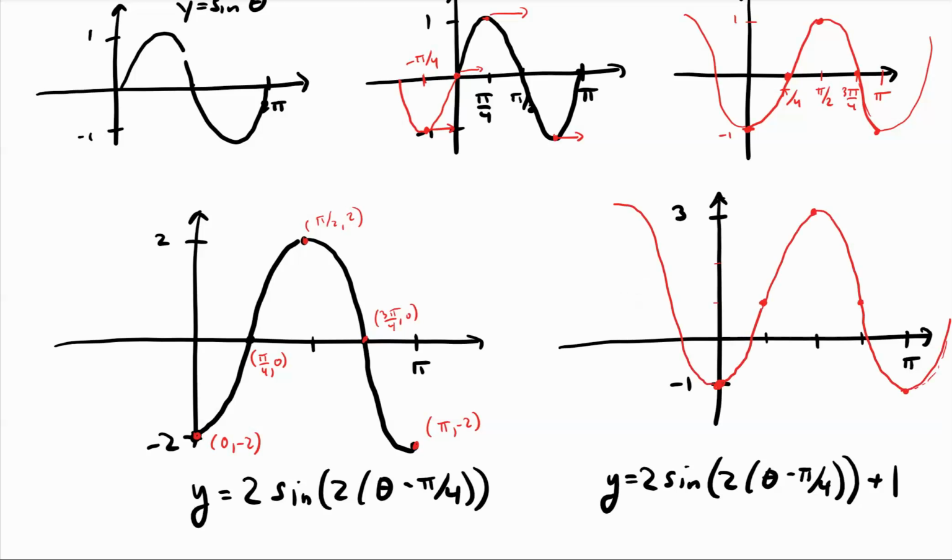So on and so on. Okay, so the period is pi now. And that's the most complex example I'll ask you to be able to graph.